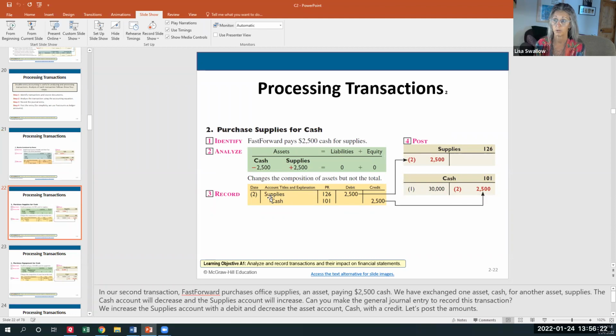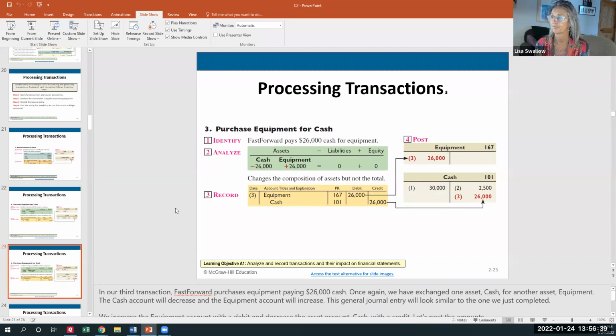Over here, now I'm posting, and you post at the end of the month. My supplies were a debit, so they go over here and debit my T account. My cash was a credit, so I come over here and credit my T account. So you've got a whole piece of paper full of a ton of T accounts: cash, AR, equipment, supplies, consulting revenue, rent expense, salary expense, drawing, capital. Every single one of those has its own T account, and you post journal entry by journal entry.